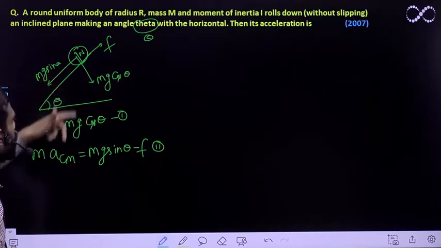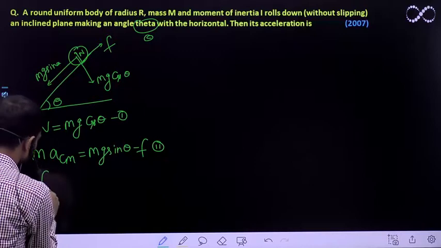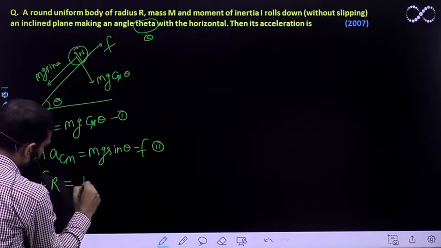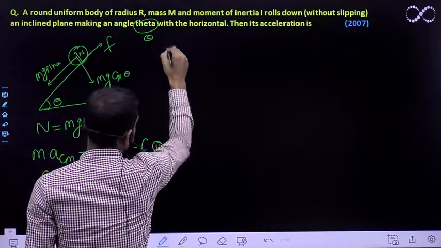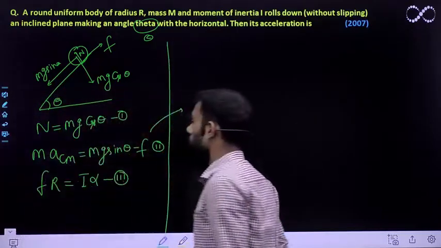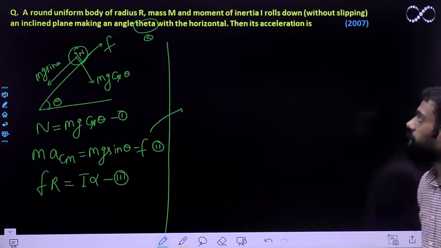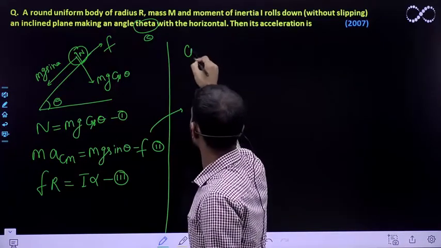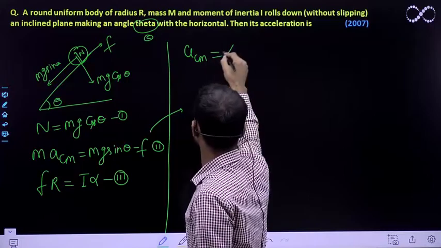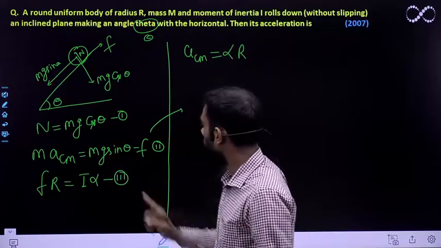Now I can use the torque equation. So the torque f r is equal to I into alpha. Let us call this equation 3. Now we know it is moving without slipping, so I can say here acceleration of center of mass must be equal to alpha r.